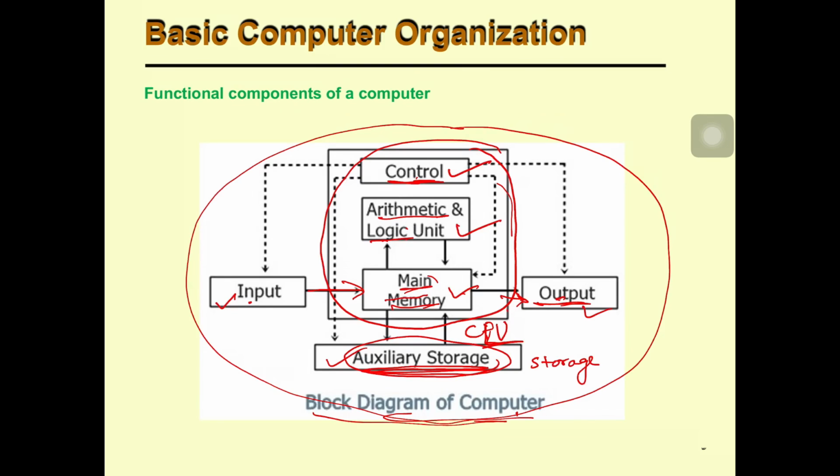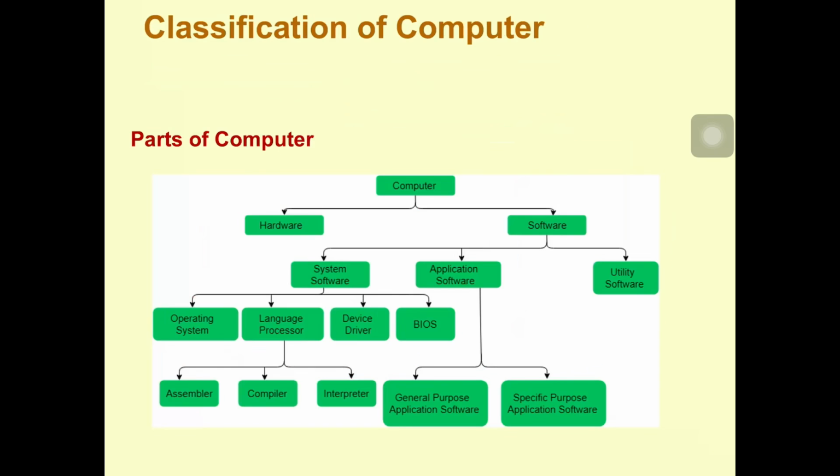Now, classification of computer. It is actually the classification of the parts of the computer. We can see that the parts of the computer are divided into two main categories. First one is hardware and second one is software. Hardware is the tangible part of the computer, whereas the software is the non-tangible part of the computer.